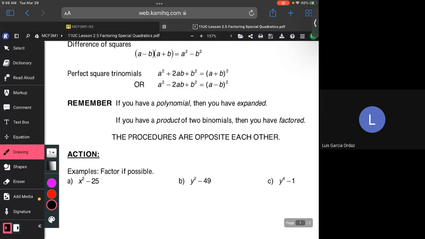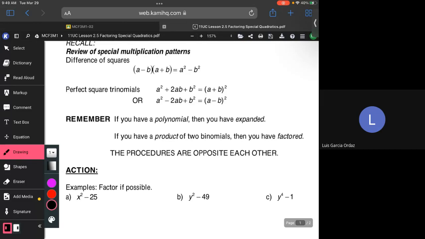Okay, so two new things: difference of squares and perfect squares. You'll be able to tell what a difference of squares is when you have subtraction in the middle and when both the first and the last term have a perfect square root. So what are numbers that have a perfect square root? Give me examples.